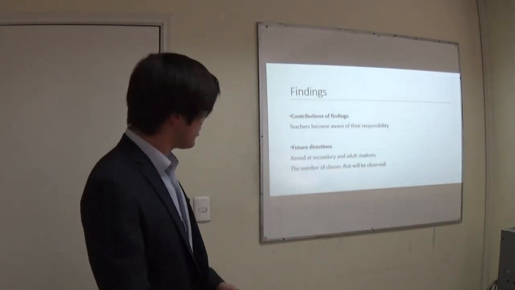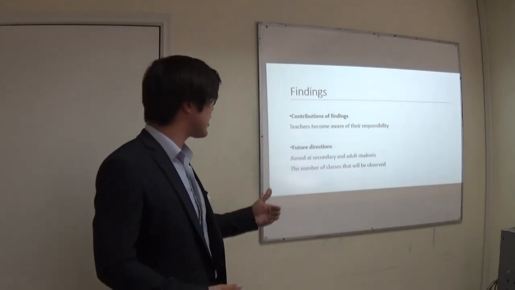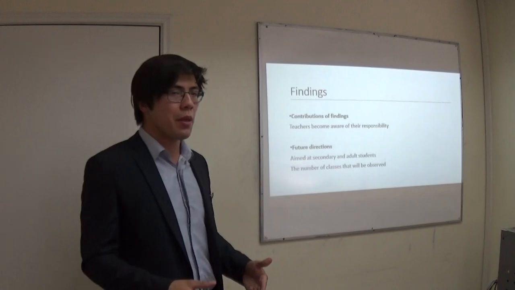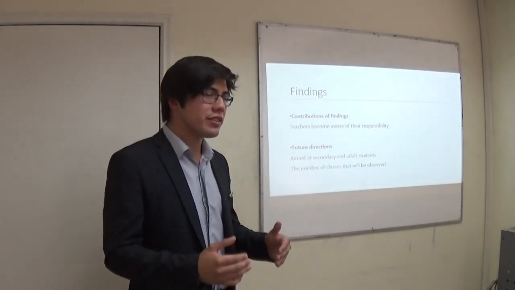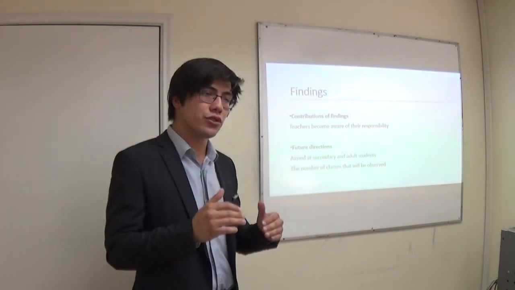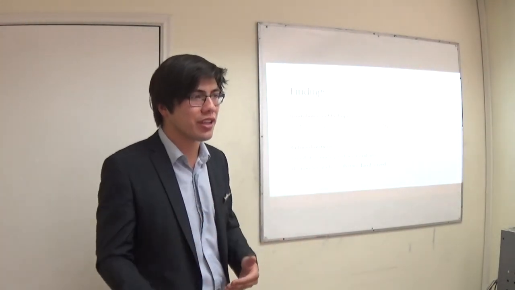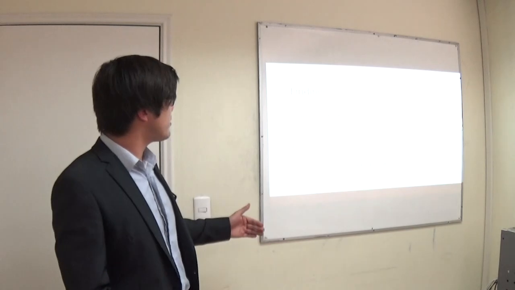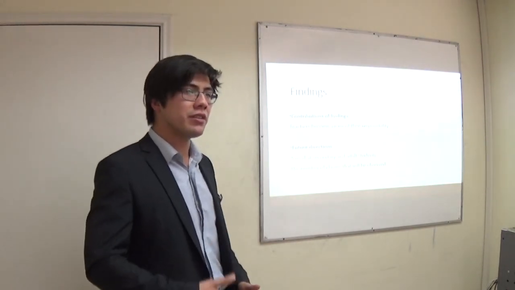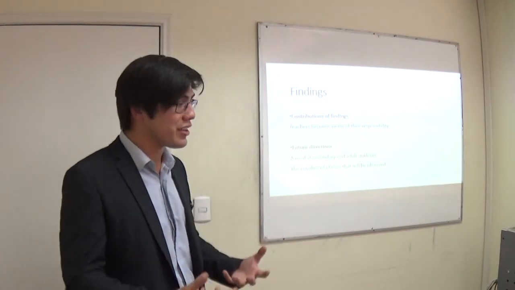For future directions, it can be said that this study should be aimed at secondary and adult students, because at these levels, students are more prone to be corrected since they have more opportunities to participate during the class than in the lower levels. And the number of classes that would be observed needs to be taken into account too in order to gather the necessary information.